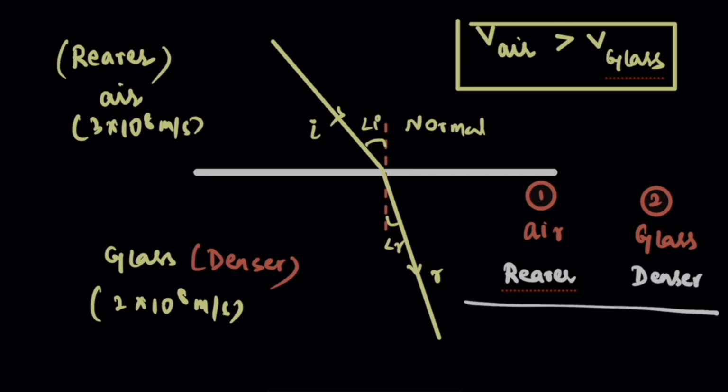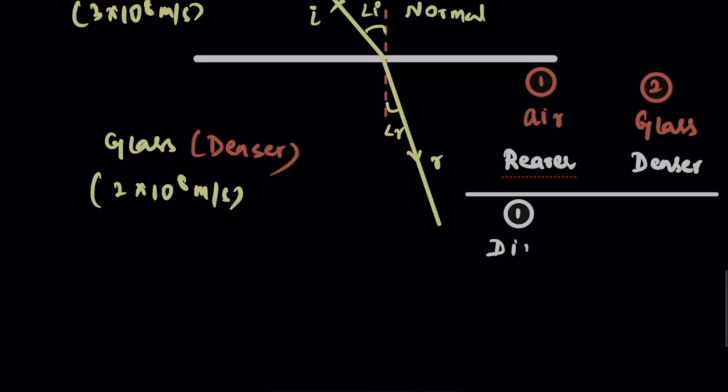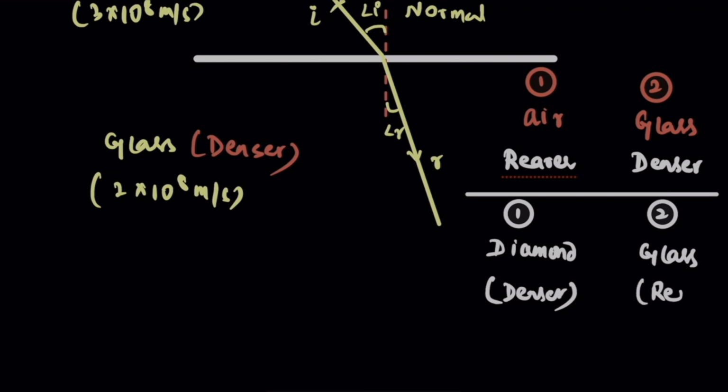But in the second condition, when we are taking diamond and second we are taking a glass, so in this case diamond becomes the denser medium and glass becomes the rarer medium. So this rarer and denser medium changes when we change the medium. I hope you understood this point clearly.